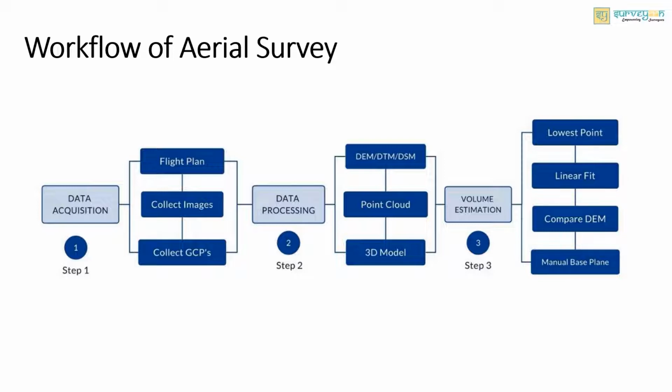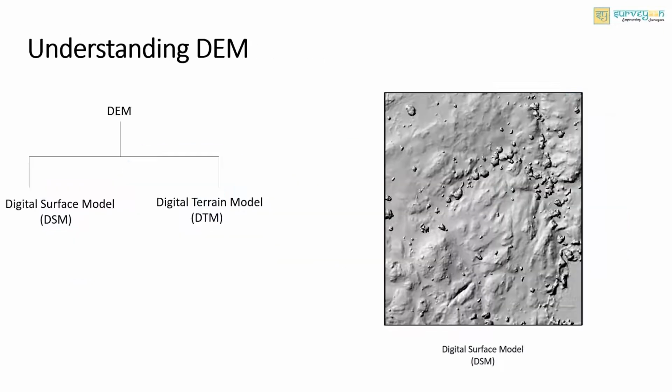Since now we know about the workflow, we need to know some important terms that are discussed in the volumetric measurement. So let us see them one by one. The first one is the digital elevation model. Before that, I will tell you why we need the digital elevation model. The volumetric measurements are done using the digital terrain model and the digital surface models. The software calculates the volume from these models. And let us see what the digital elevation model is.